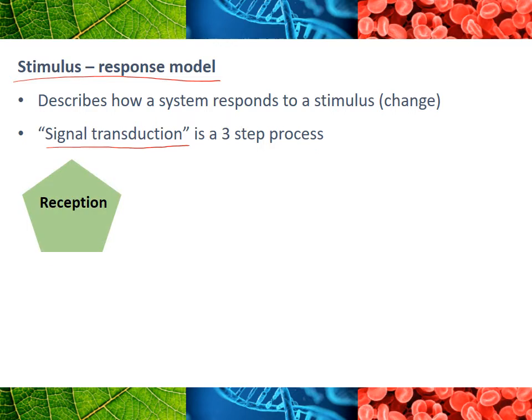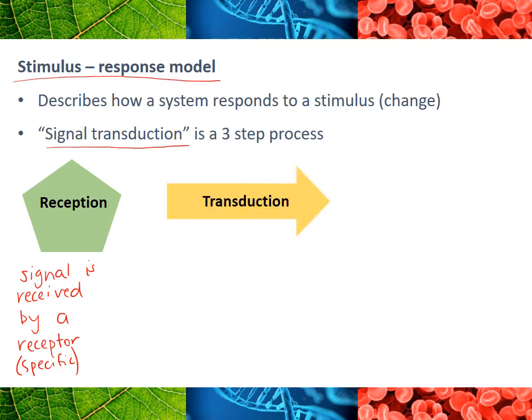The first step is reception. That is when a signal, the signaling molecule, is received by a receptor. And you could even add in here a specific receptor, because remember this receptor has to be specific to the signal. So step 1, reception. Step 2 is called transduction.